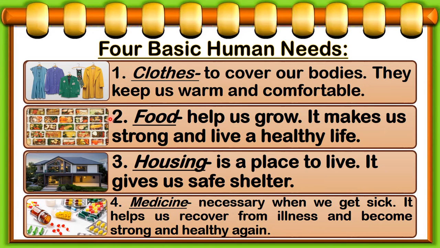Number 2, food. It helps us grow. It makes us strong and live a healthy life, so we must eat good food to stay strong and healthy. Number 3, housing. It is a place to live. It gives us safe shelter and, of course, takes us away from danger from the outside world. And number 4, medicine. It is necessary when we get sick because it helps us recover from illness and become strong and healthy again to continue living our lives.